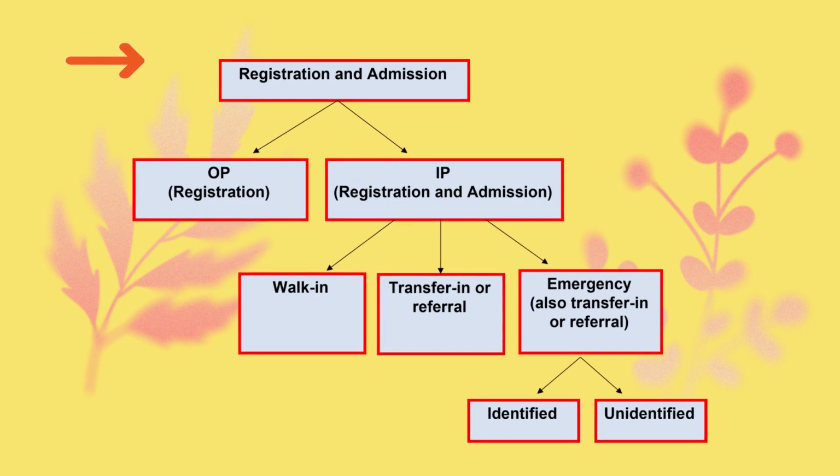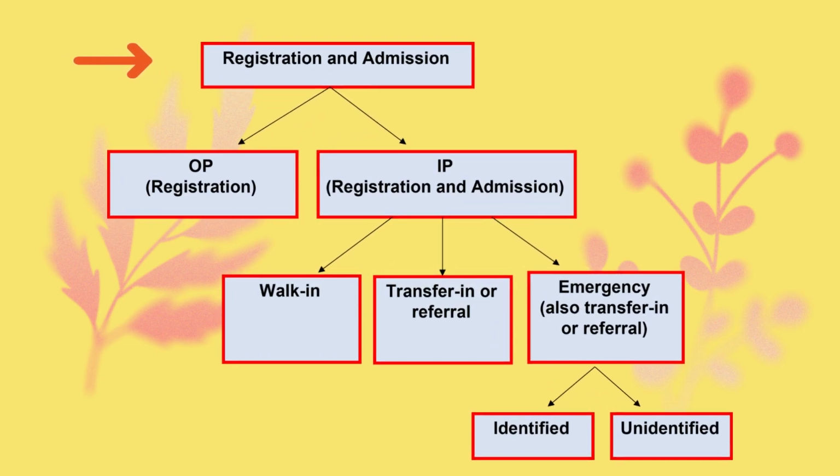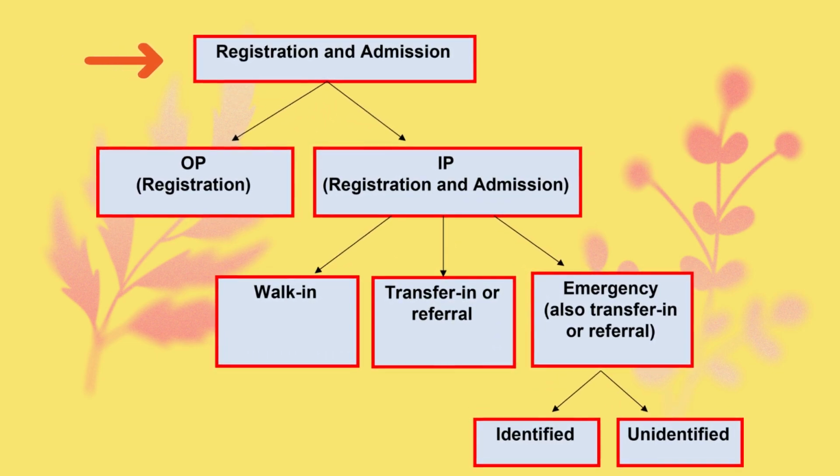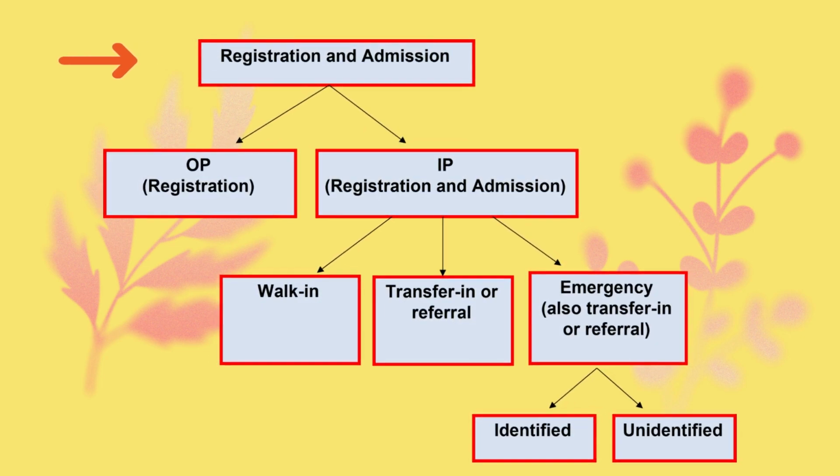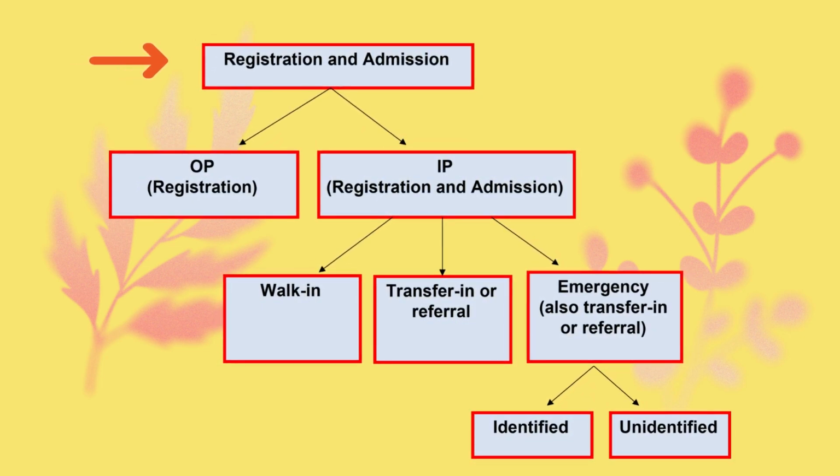This is a diagrammatic representation of the registration and admission processes. Here it is clearly indicated that patients coming to the OPD only go through the registration process. And patients coming to the IPD go through both registration and admission processes. If a patient is getting admitted for the second time, then a new admission number is generated, the registration number remains permanent and unchanged. The three different types of admissions are indicated very clearly in this diagram.